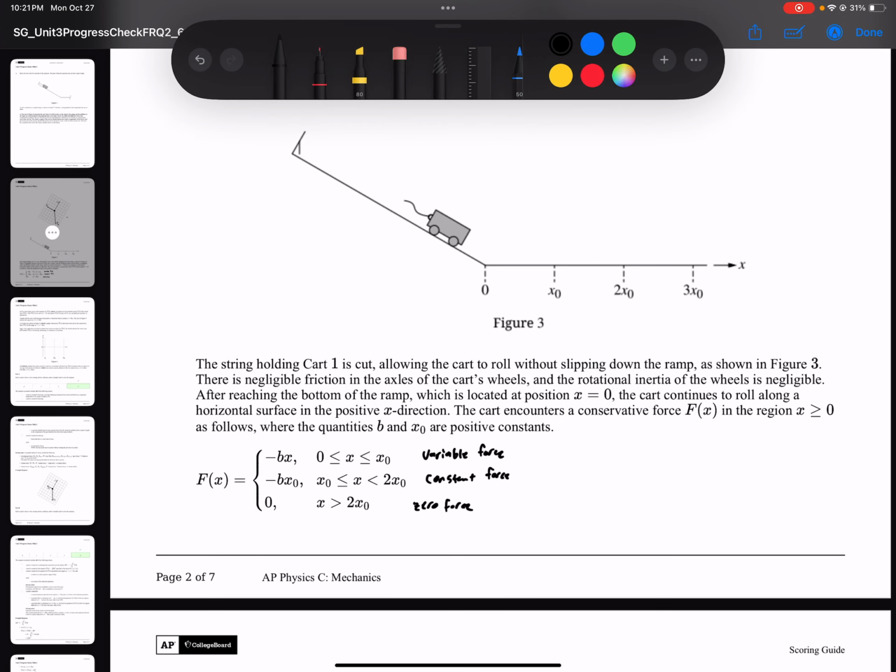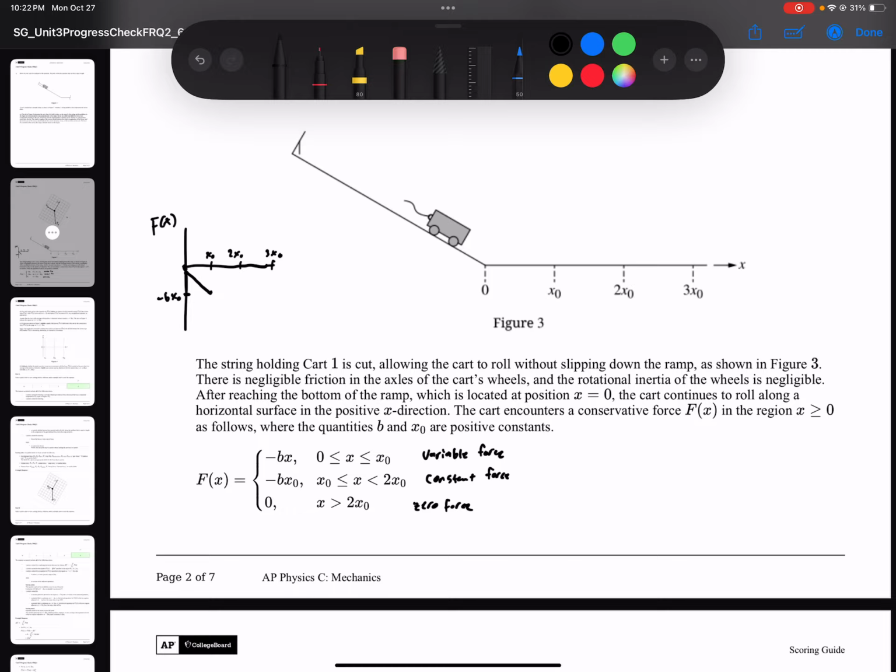I think what's helpful in understanding what's going on in the problem is to actually graph it, right? So say we have our force function here, and I know that I have these regions, x naught, 2x naught, 3x naught. I'll label it here. I'm putting it up here because technically it's negative. From 0 to x naught, I have a force that is linear, and it's going to reach some maximum value equal to negative bx naught.